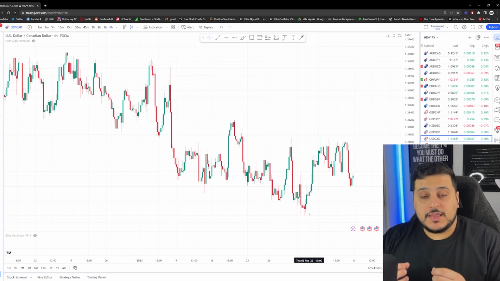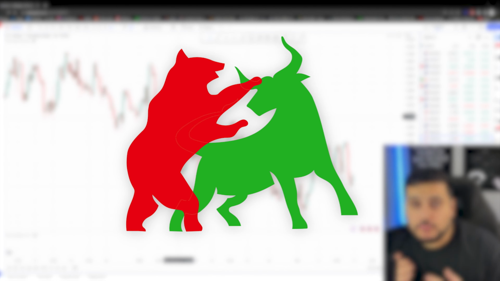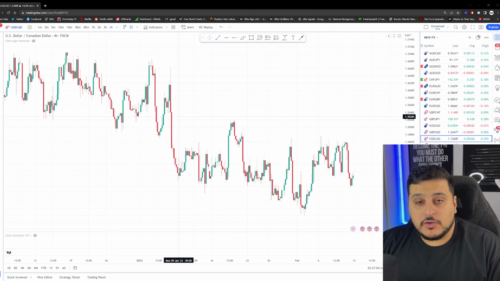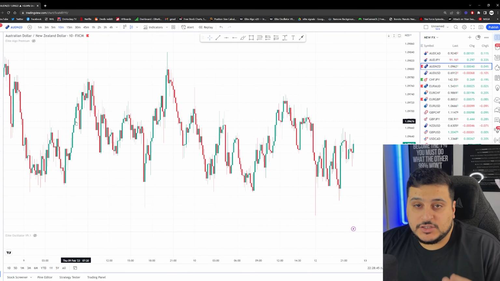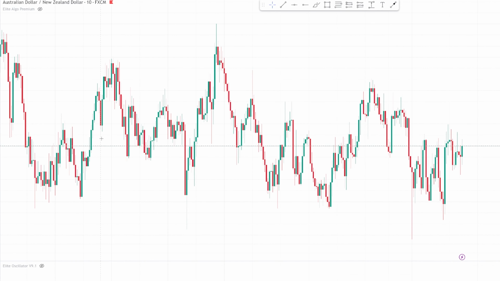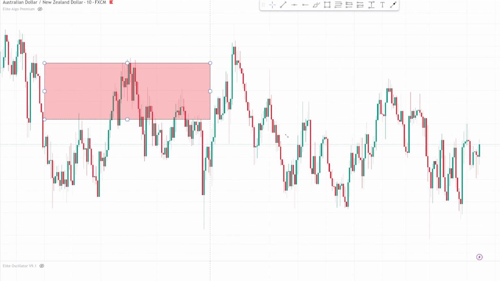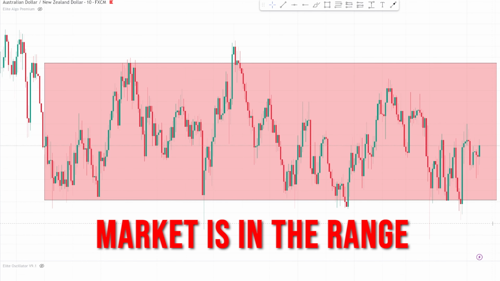It is literally that easy, guys, to understand if the chart you're looking at is a bullish or bearish chart, so you know if you should be looking for buy opportunities or sell opportunities with the Fibonacci retracement tool. So just in case you don't understand yet, look at this chart right here. Should you trade this chart using the Fibonacci retracement tool? No. You can see very clearly that the price is ranging within a certain area on the chart right here. This is when you do not want to trade, because the majority of candles are all ranging in this one area, which clearly shows that the market is in a range.